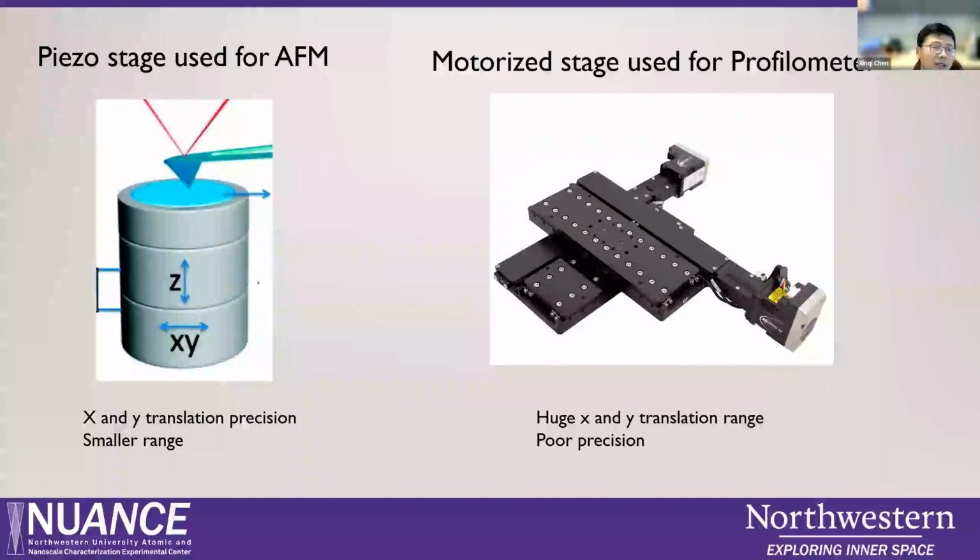But the disadvantage is the range. The piezo cannot move too much. They cannot move too much. So probably maximum 60, 80 micron, it cannot go further. And on the right, here we use a motorized stage. So that's why we can use stitching. We can measure a few 10 millimeters, a much wider range. But because this uses a motorized stage, the lateral resolution is poor.